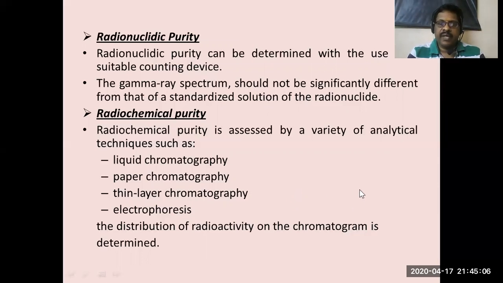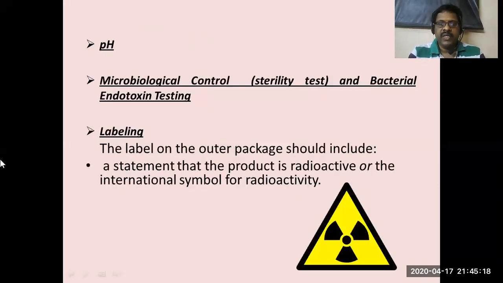Radiochemical purity is assessed by a variety of analytical techniques like liquid chromatography, paper chromatography, thin layer chromatography, and electrophoresis. By using that, their percentage purity can be calculated. And then the pH of the product, the standard pH will be there, that should be measured. That is a normal procedure we follow for parenteral preparations. Microbiological control, the sterility test, is normally done for parenteral preparations, and the same is applicable here also.